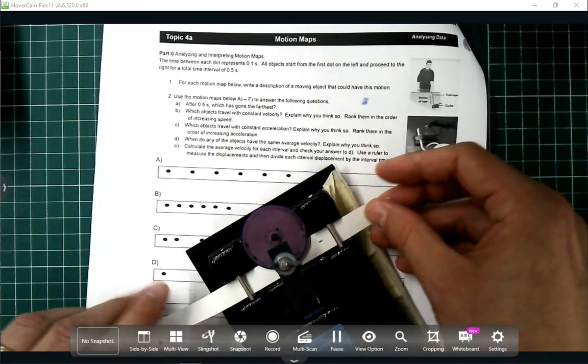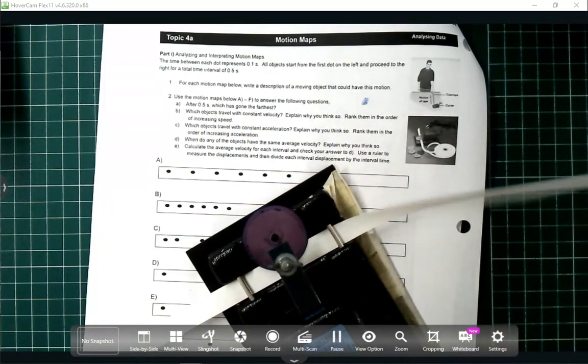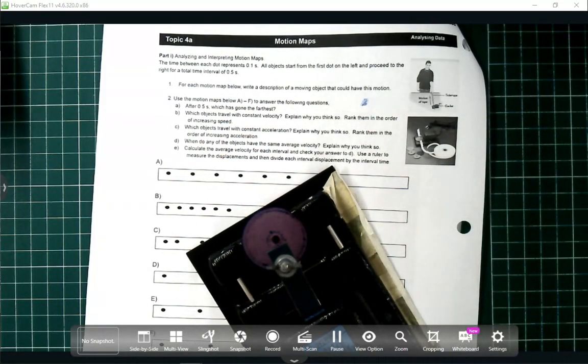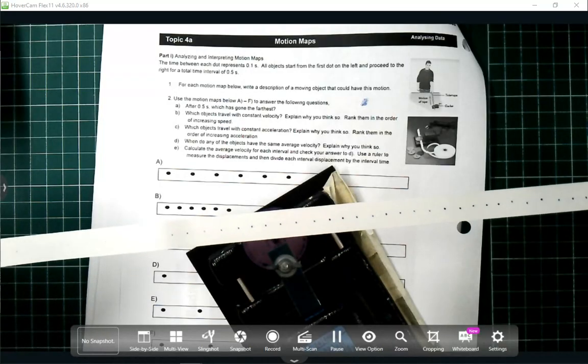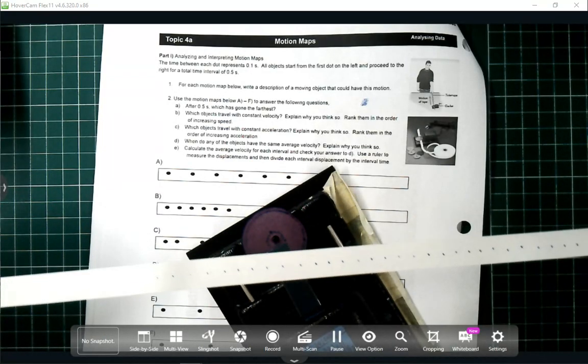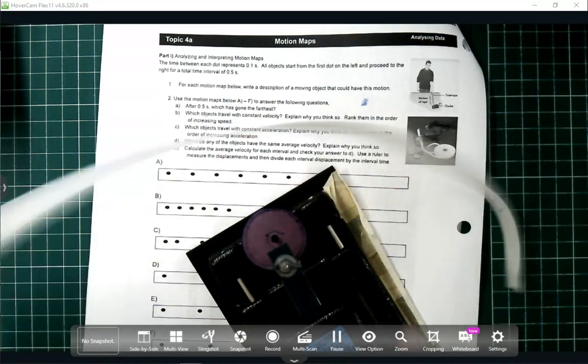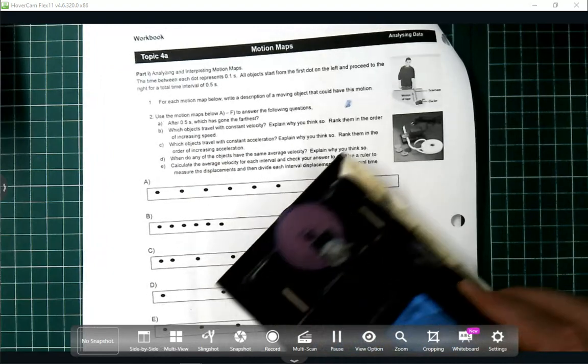The reason I made one dot is because my paper didn't move. But if I feed this thing through, here, I'll turn it on. You see that I got a bunch of dots there? And the amount of time between each one of those dots was 1/60th of a second. Follow? Now, I want to take my ticker timer off to the side. We're going to use this for a lab.